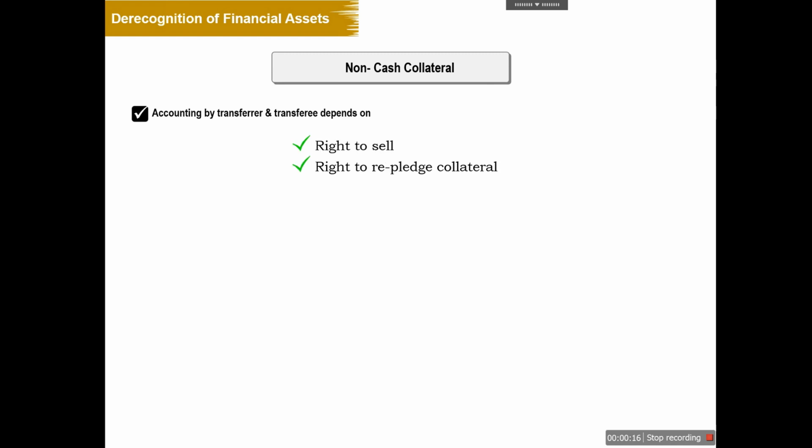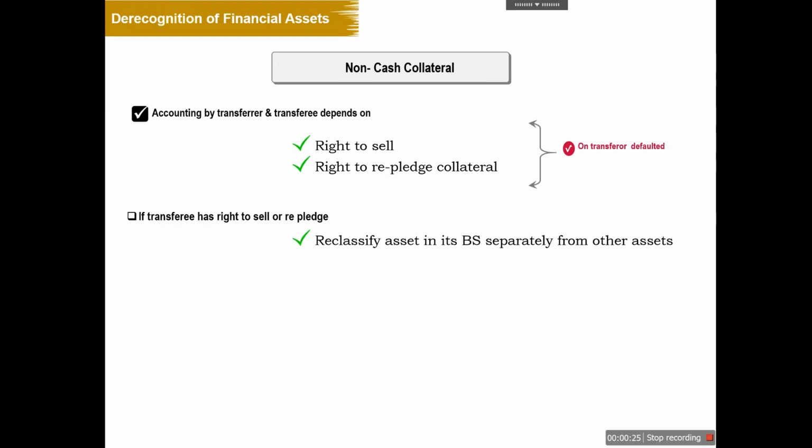In case non-cash collateral is transferred by the transferor to the transferee, accounting of non-cash collateral will depend on the right of the transferee to sell the asset or the right to replace the collateral at the default of the transferor. So in this case, if the transferee has the right to sell or replace the asset, in that case it will reclassify the asset in its balance sheet separately from other assets. For example, as a loan asset, pledged equity instrument or repurchase receivable. And in this case, the transferor retains all the risks and rewards of ownership of the asset that is placed as collateral, and therefore it cannot derecognize it under the normal rules for derecognition.